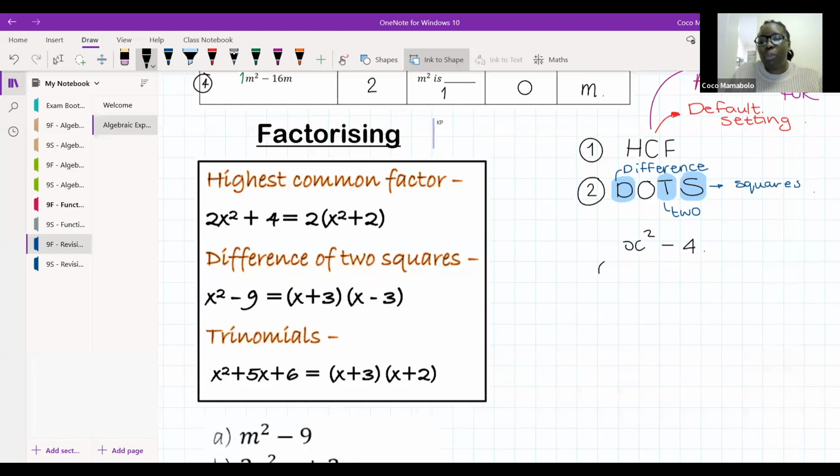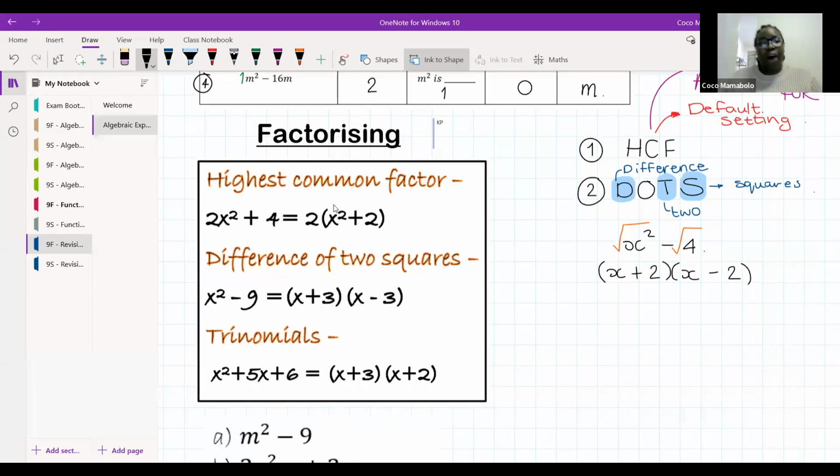I can then open 2 brackets, put a plus in one and a minus in the other, and Amatha, you're doing excellently, that's it. And then I'm going to take the square root of both my squares. So the square root of x squared is x, so I'm going to put x here and x there. And the square root of 4 is 2 and 2.